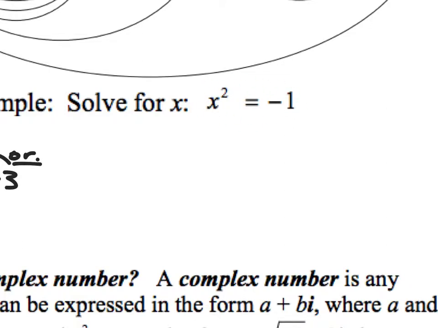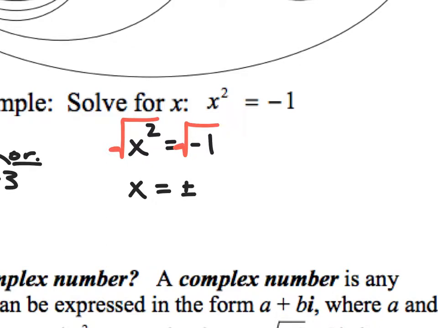And we have to solve this. Let's go ahead and take the square root of both sides. Let me write this down here: x squared is equal to -1. If I take the square root of both sides, I get that x is equal to plus or minus the square root of -1, which is a number that we can't take the square root of. And so we have to create a new number system.